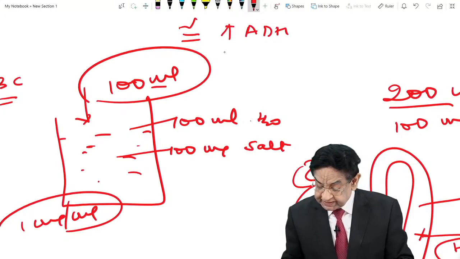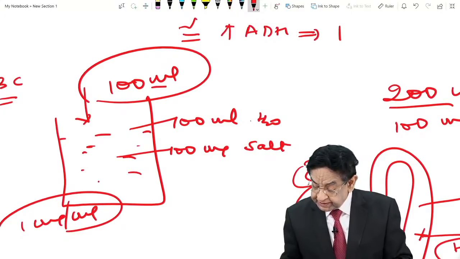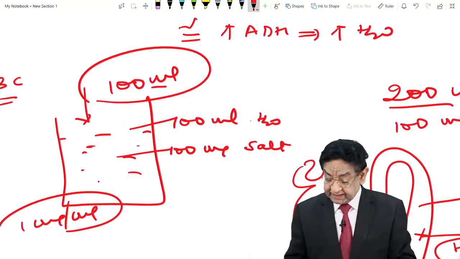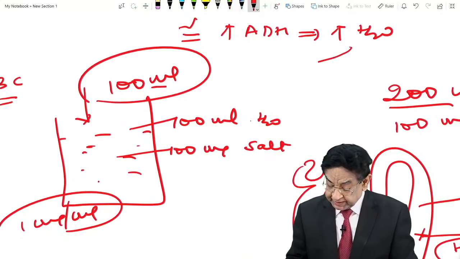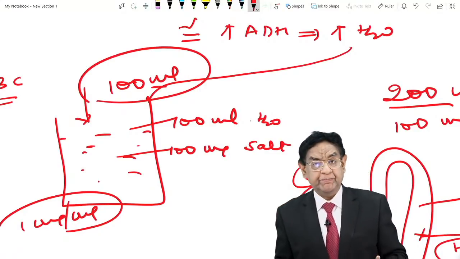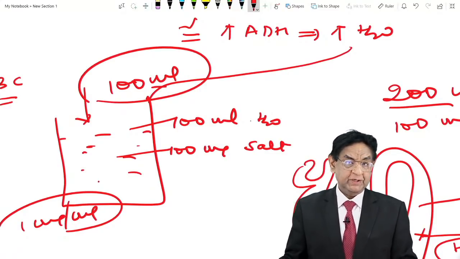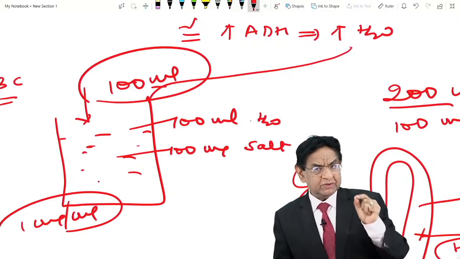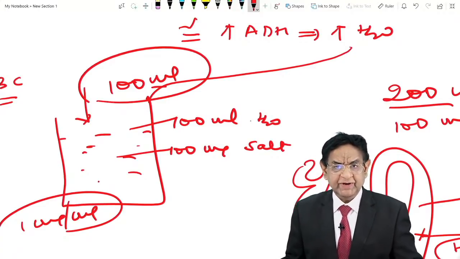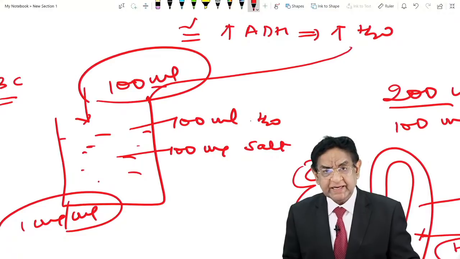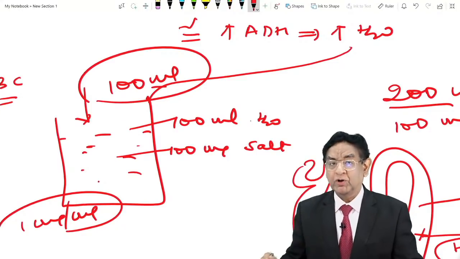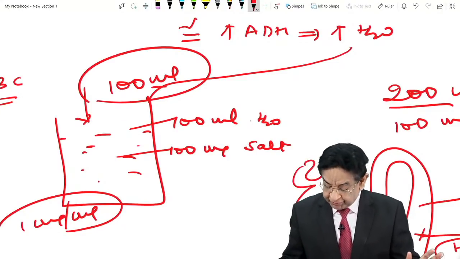Increased ADH causes increased water reabsorption, and this water goes into the body and causes hyponatremia. So one thing we have learned so far is that in SIADH it's a water problem, not a sodium problem, although we call it hyponatremia.